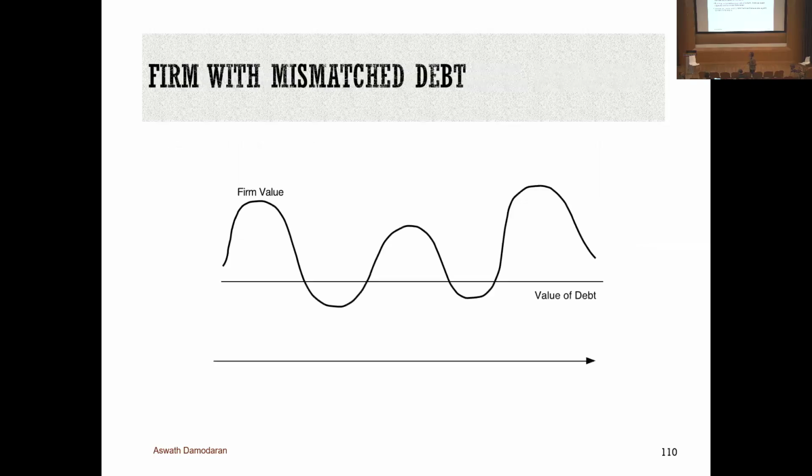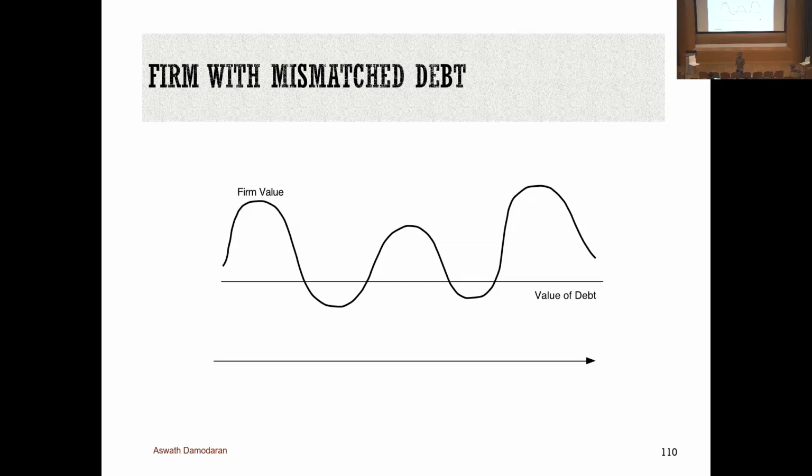So let's start by looking at a company where the firm value goes up and down for lots of different reasons. A cyclical company, the value goes up some years, goes down others. If this company goes out and borrows debt that remains constant in value over time, it's going to be in trouble. Every time the firm value drops below the value of the debt, technically this company is bankrupt. It might not be forced into bankruptcy, but its equity is worth nothing.